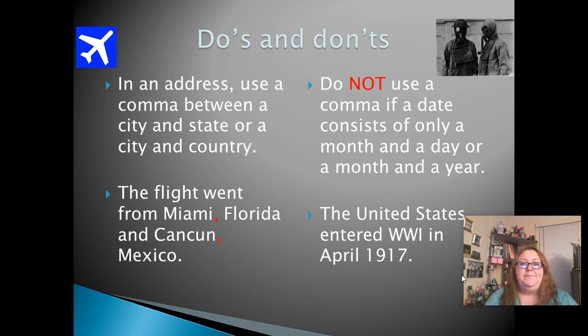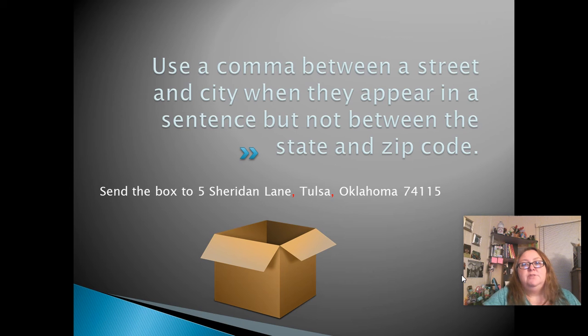So don't forget that. Use a comma between a street and city when they appear in a sentence, but not between the state and the zip code. For example, send the box to 5 Sheridan Lane, Tulsa, Oklahoma 74115. Here is the street and the city, so we need to put the comma there. And then here's our city and state, and we need to put the comma there as well. Now you notice we don't have a comma right there after the state, do we? We're only talking about the comma between the street and the city and the city and the state.